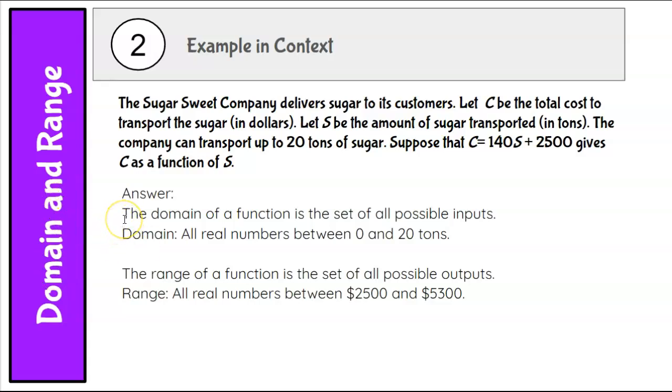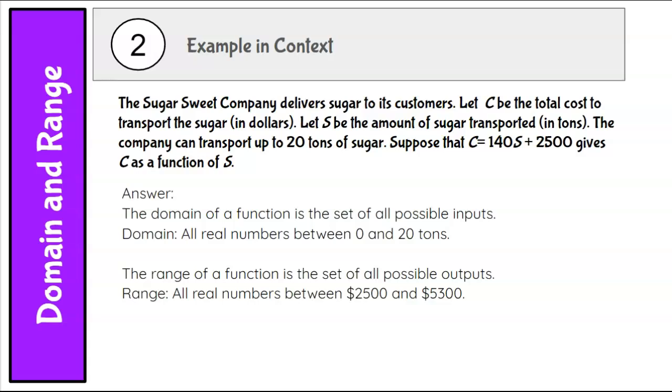The domain of a function is the set of all possible inputs. So for this one, the input is the amount of sugar, S. So that's the first thing you have to think of: what's my input? Well, my input is whatever it says it's a function of. So in this case, it would be S, sugar. So the values in the domain correspond to the amount of sugar transported.